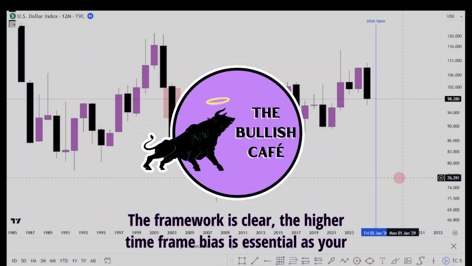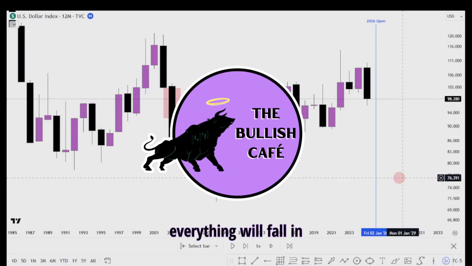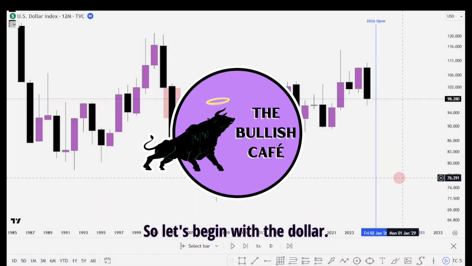The framework is clear. The higher time frame bias is essential as your first step. Then comes the context, then the narrative, then the execution. And everything will fall in line as we go. So let's begin with the dollar.